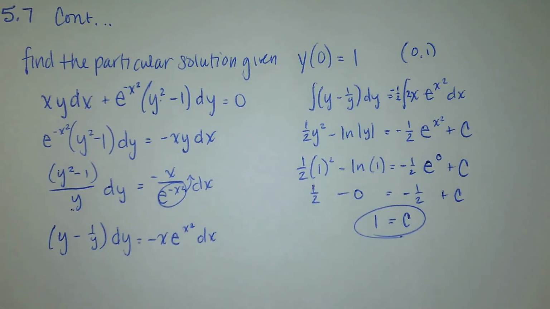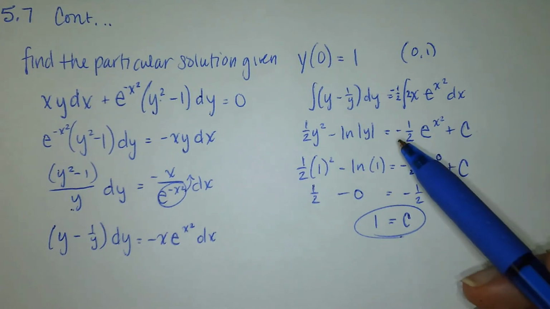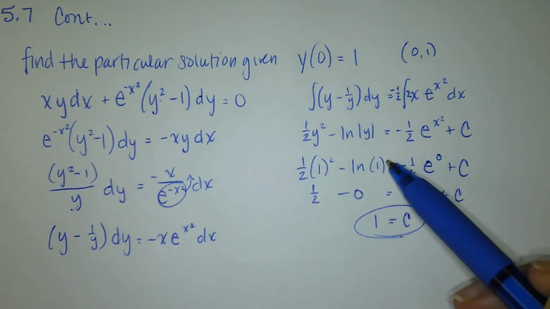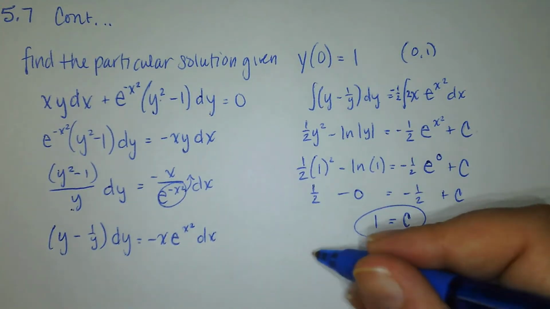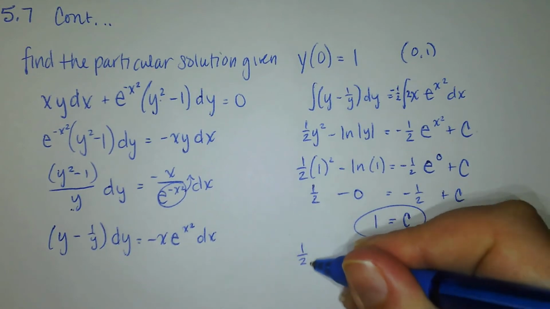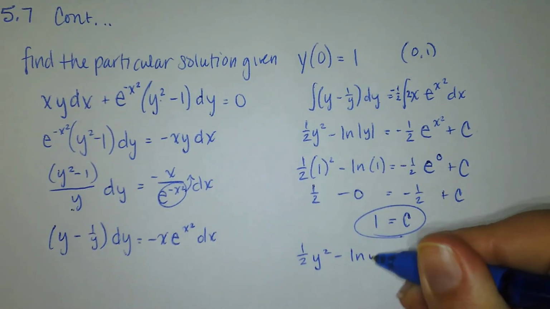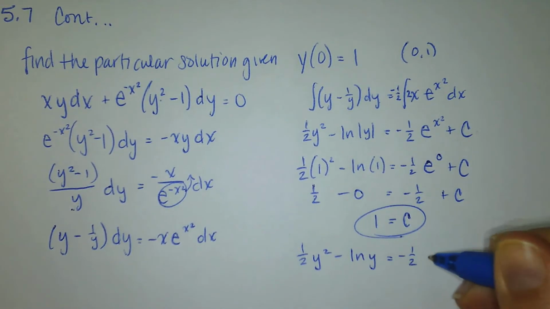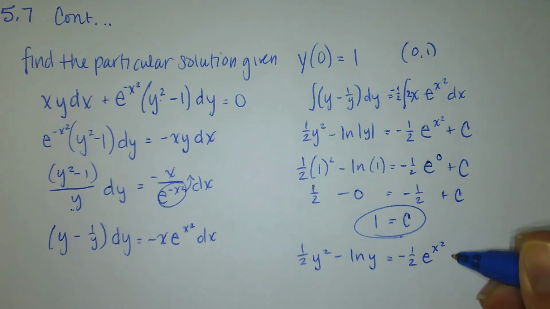Now that we have that, we know that c equals 1. We can go back up to this original equation. We can plug in 1 for the c. So 1/2 y squared minus ln of y equals negative 1/2 e to the x squared plus 1.